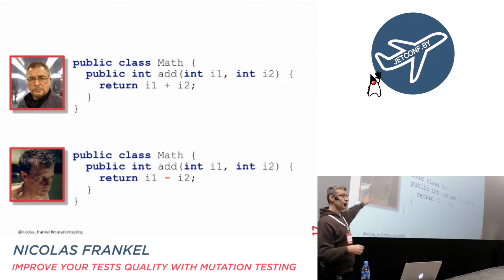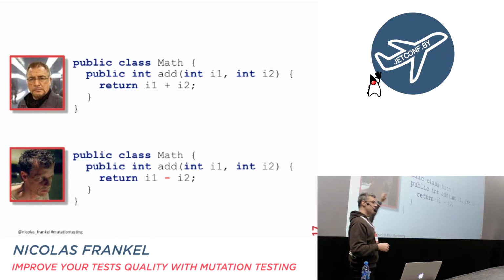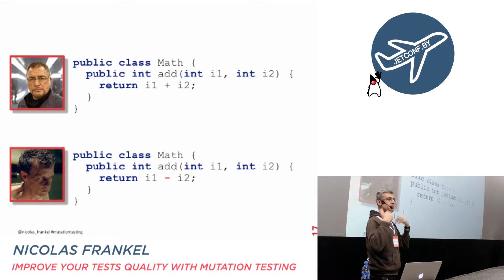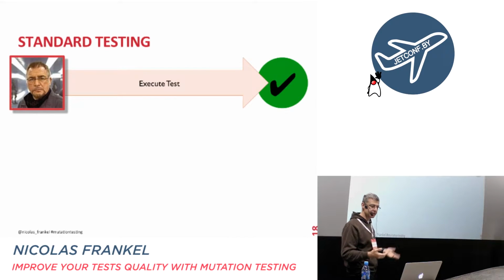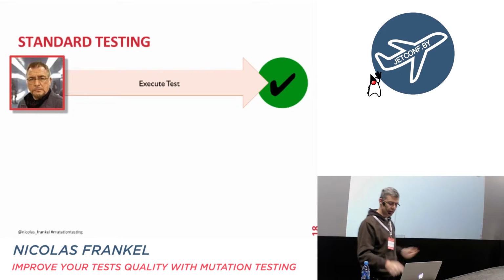So above, there is the original source code, my implementation. And below is a mutant. And if you check, you will see that the mutant has very little change. I replace the plus by minus. Okay? So with standard testing, it goes like that. I execute my test, it runs, it's green, it should be green, and it's done.